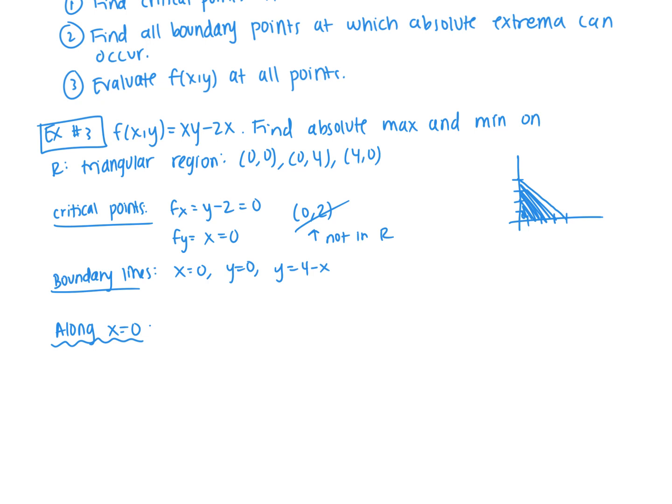What we will do is we will go back to our function and plug in the line x equals 0. When we do, we get 0 minus 0. So that tells us that f of xy along that line is just 0. And now we're finding the critical points. So if I take the first partial with respect to x, I get 0. The first partial with respect to y, I get 0. So what that tells me is that there are no critical points on this boundary.